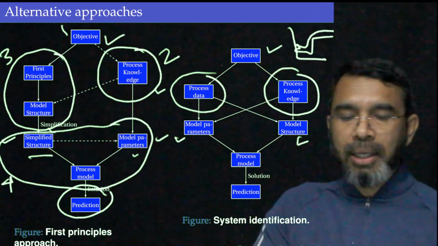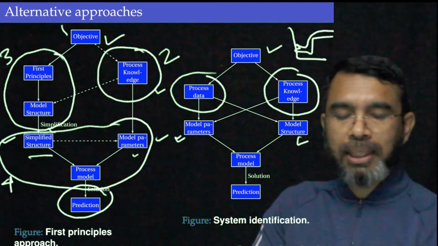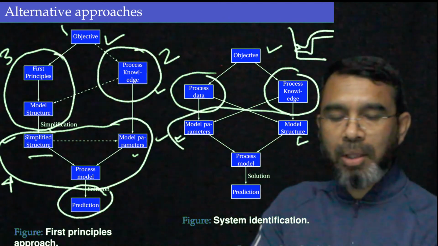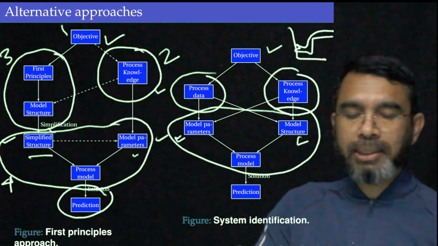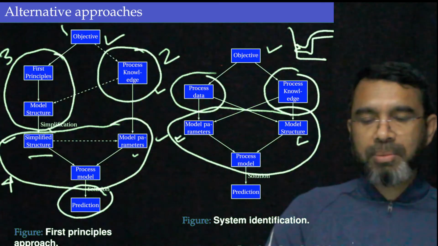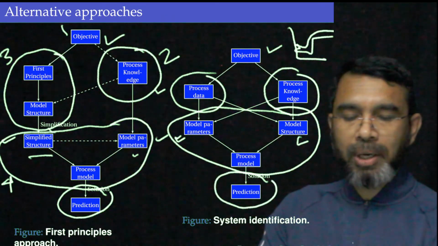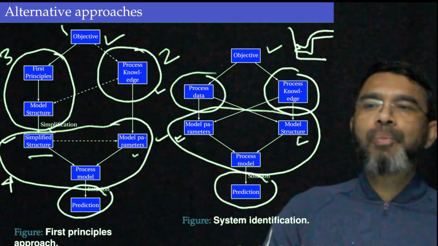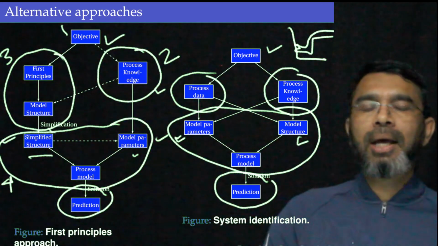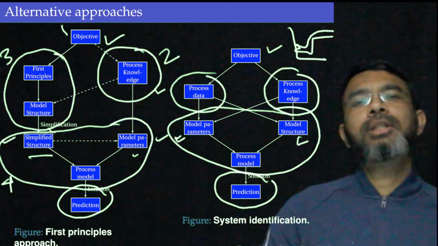From there, you can get the model parameters, and from process knowledge using process data, you can get the model structure, and all three together. So model structure and model parameters give you the process model. And then you can again have some sort of solution of the model to predict the output and then compare with maybe another set of data to validate the model. So these are the two approaches that we will take.